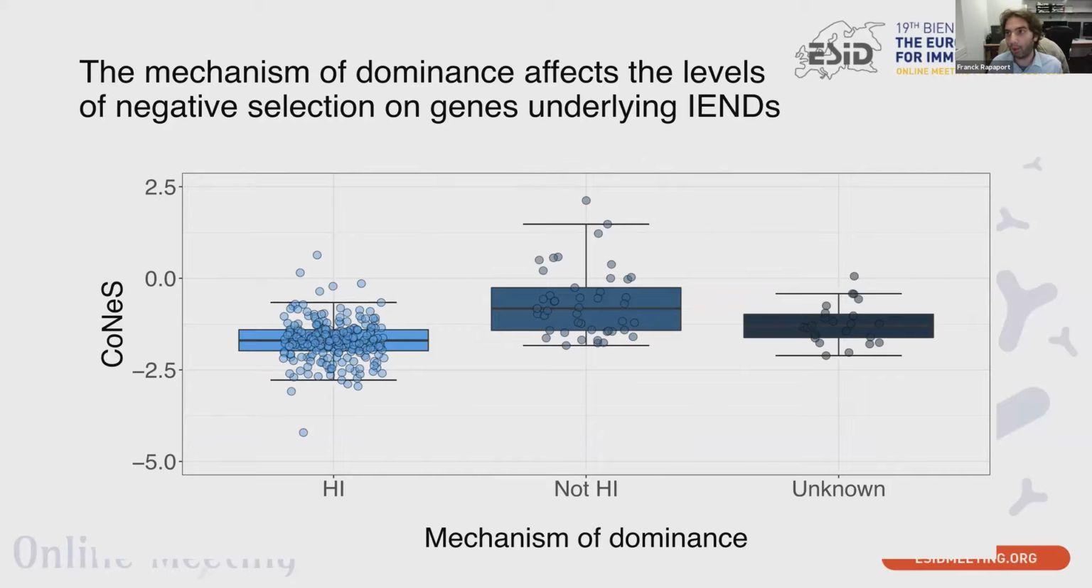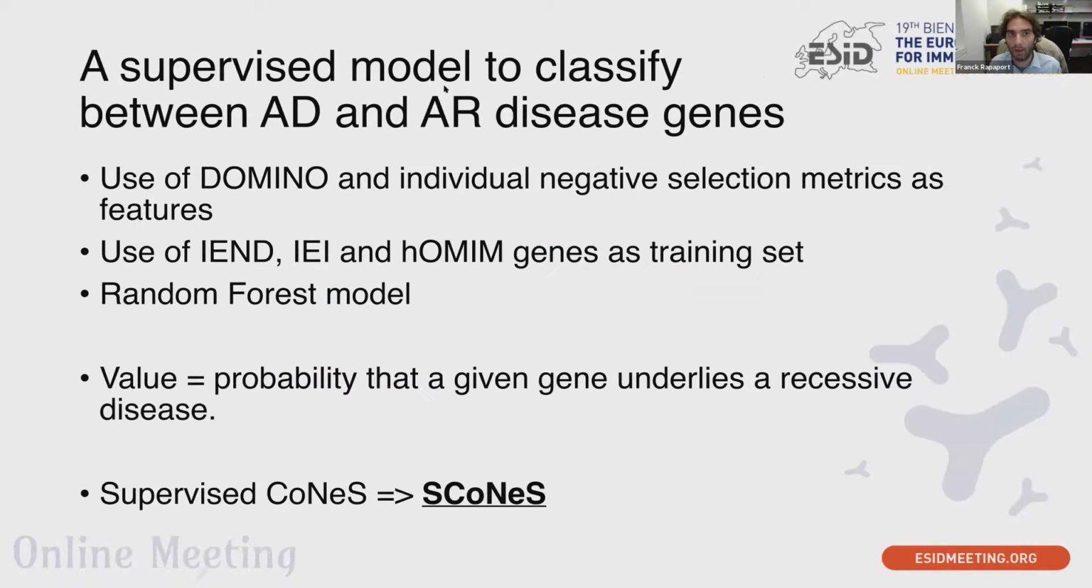The inborn errors of neurodevelopment community doesn't label their genes as gain of function or loss of function, but they label them as haploinsufficient and not haploinsufficient. So we are also able to reproduce these results: the haploinsufficient genes are under significantly more pressure than the autosomal dominant, not haploinsufficient genes.